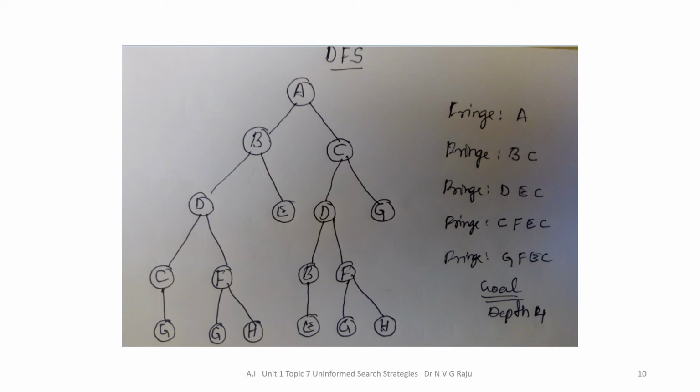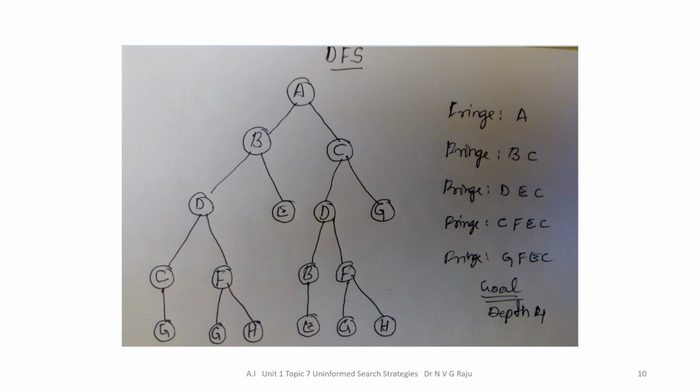Check whether B is a goal node. If not, expand its successors. The successors of B are D and E. Now add the expanded successors to the front of fringe. Now D and E will be added to the front of fringe by removing node B.